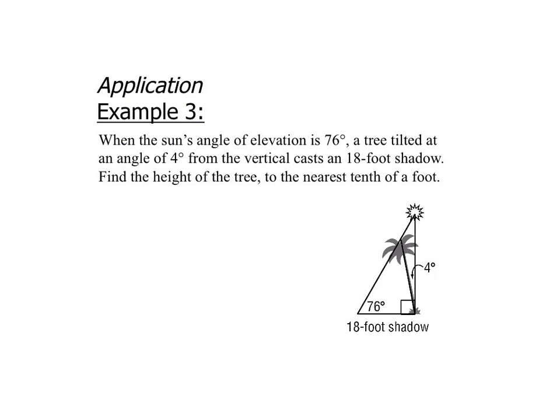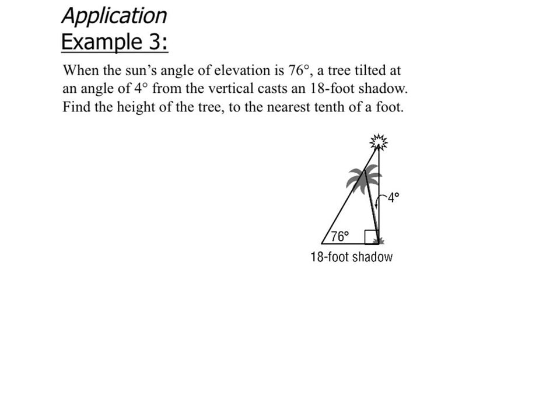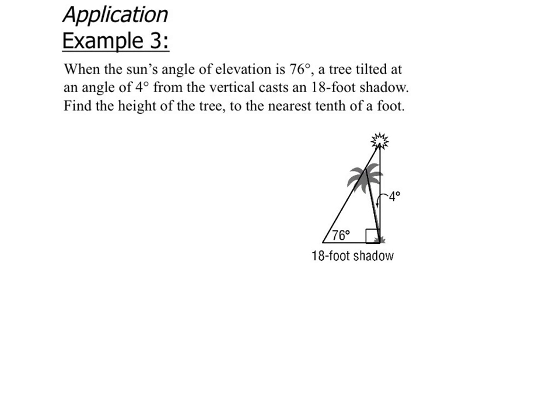Okay, so here's example 3. I'm going to see if I can scooch this up a little here, give me a little more room. So they give me a diagram here, and it says when the sun's angle of elevation, so angle of elevation is when I'm going up, is 76 degrees, so that would be that angle right there.